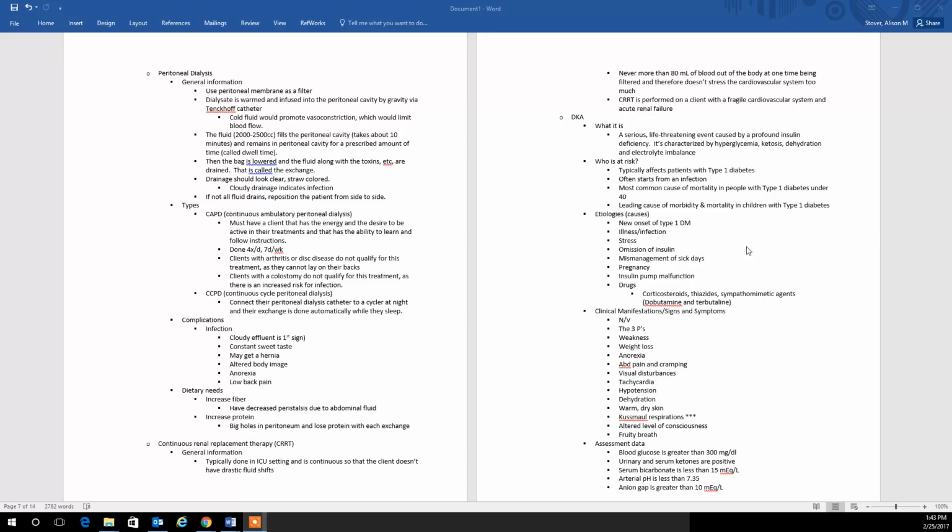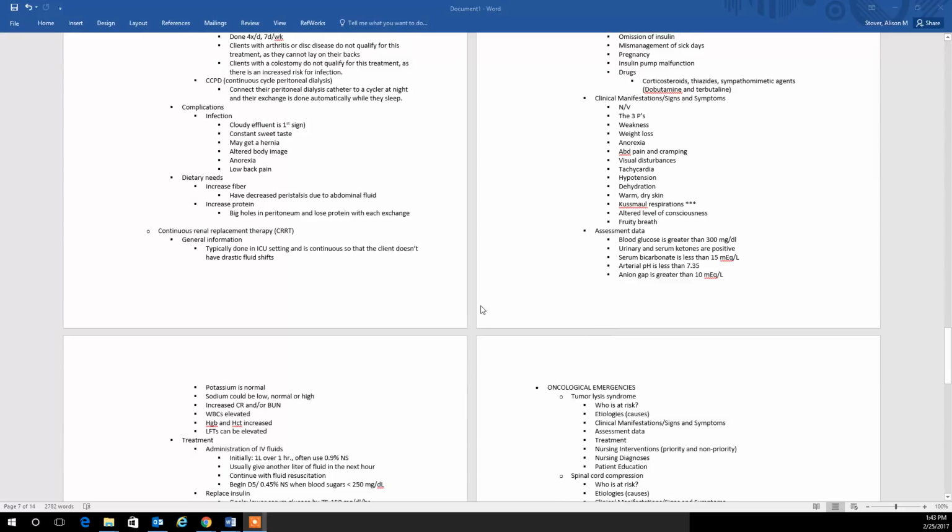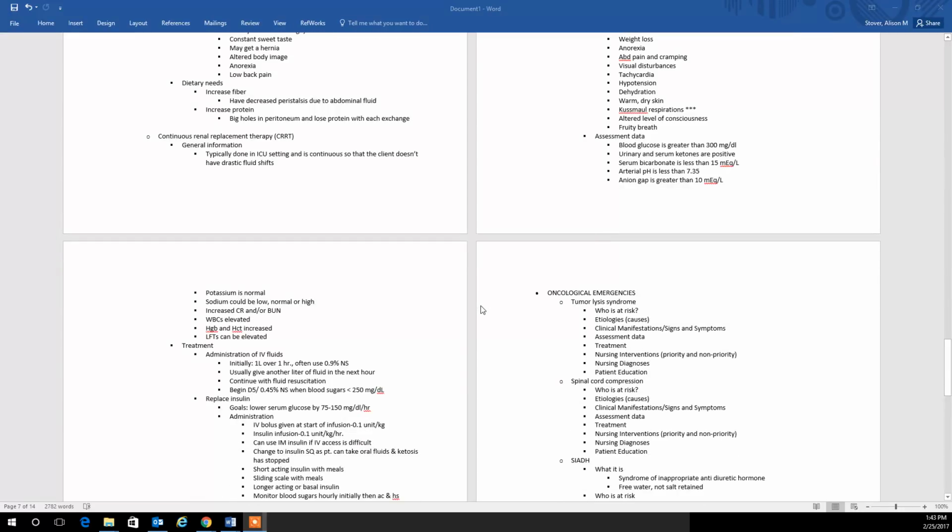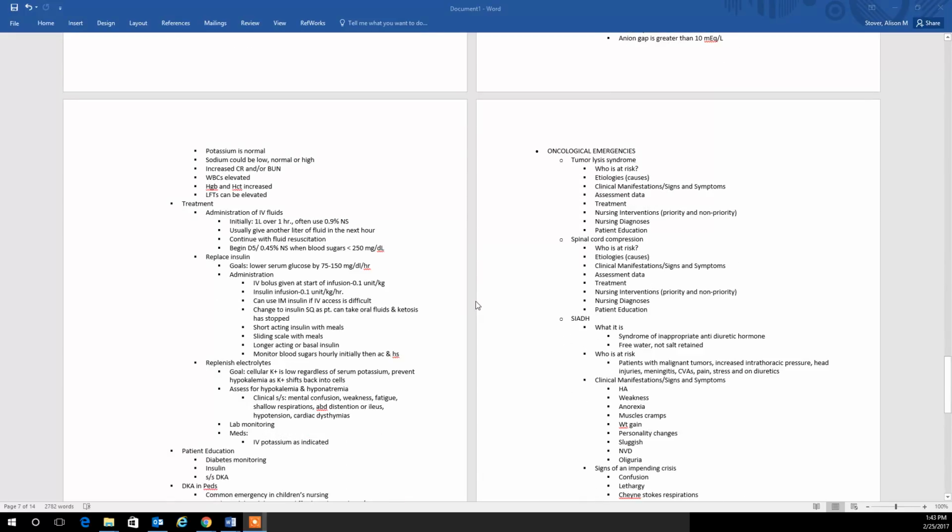These are your patients that come in with a blood glucose greater than 300. You'll test the urine, and it'll be positive for ketones. Serum bicarb is less than 15. Arterial pH is less than 7.35. Potassium can be normal. It also can be elevated. LFTs could also be elevated.